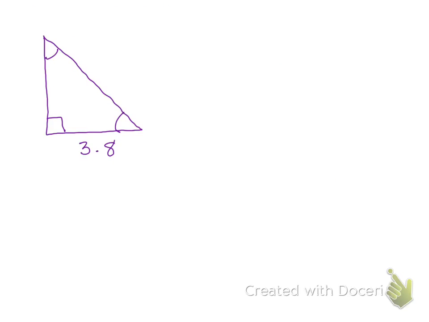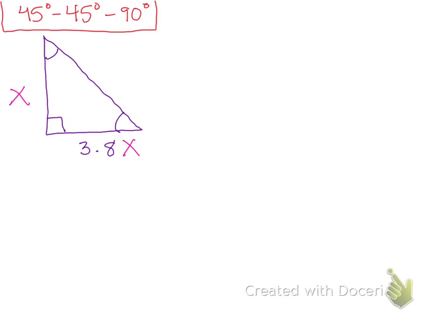Next example. This time we have a 45, 45, 90 triangle. Opposite 45 is X. Opposite the other 45 is X. Opposite 90 is X root 2. Alright, we make an equation with a given side. My given side is 3.8. I labeled it X, so put an equal sign between them. So X equals 3.8. My next step is to solve for X, but my X is already solved, so I don't have to do that.